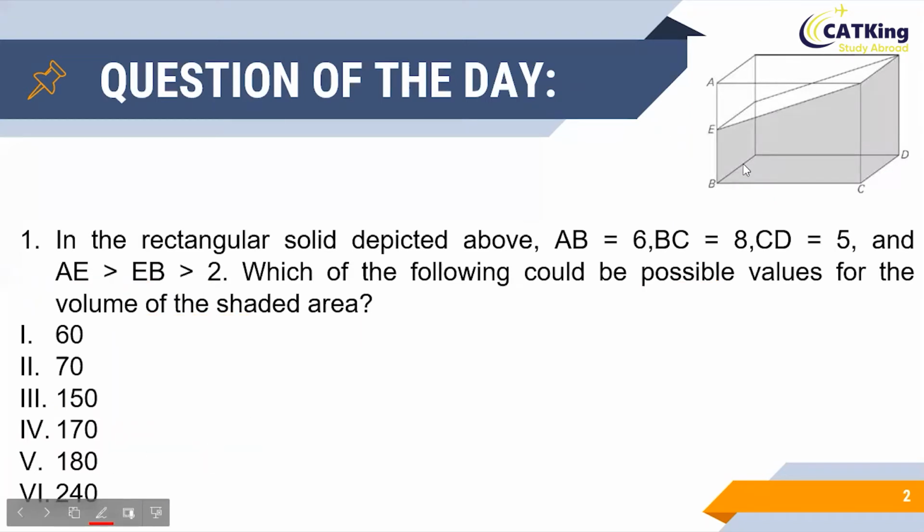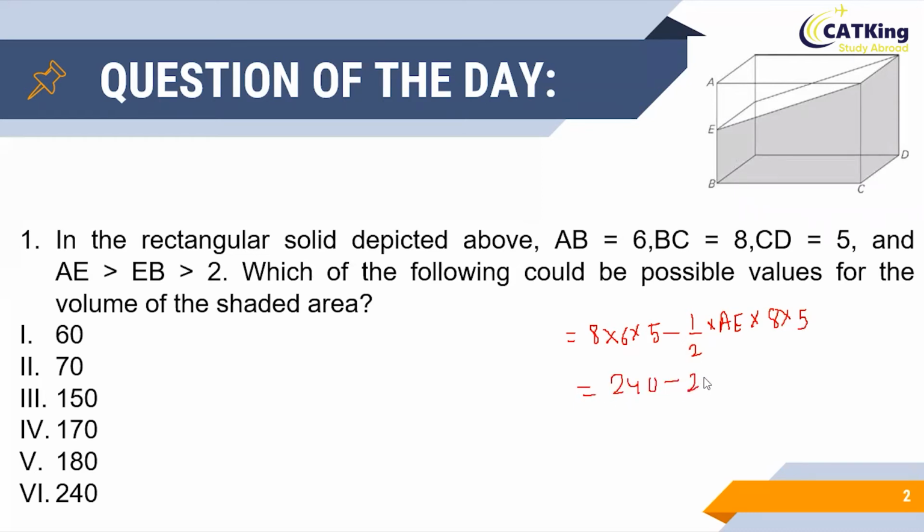So, as you can see from the figure, the volume of the shaded area is equal to the volume of the entire cube, which is 8 into 6 into 5, minus the volume of the triangular area above, that is minus half into AE into BC, that is the base, that is 8, into the width, that is CD, which is equal to 5. Hence, the volume of the shaded area will be equal to 240 minus 20 AE.